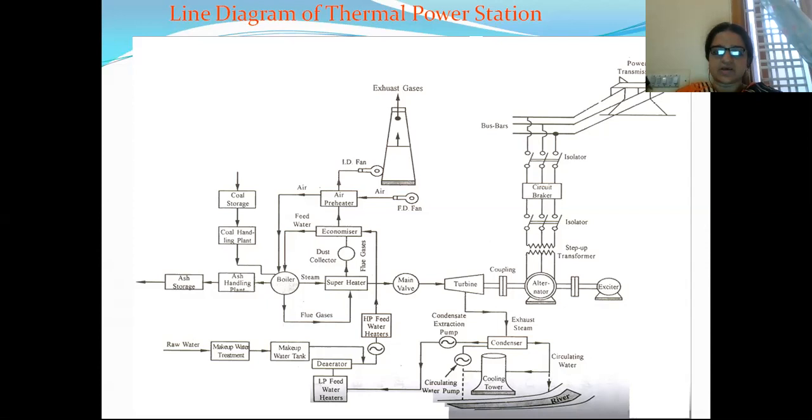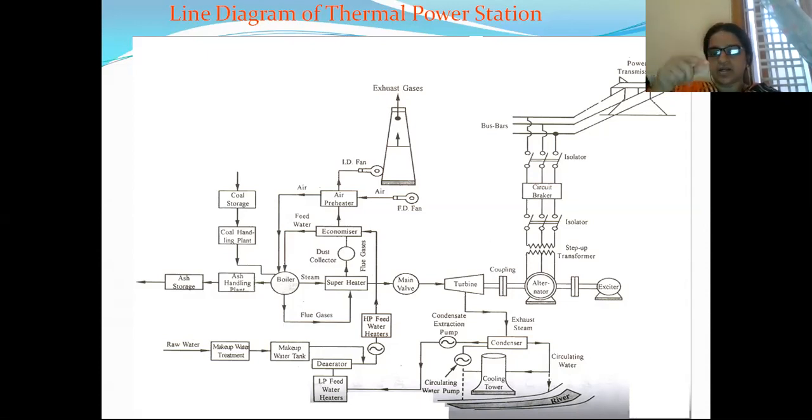This air will be supplied. In order to supply this air to the boiler, we require a forced draught fan, which is known as the FD fan. This forced draught fan takes air from the atmosphere.